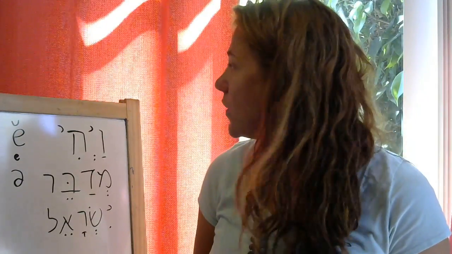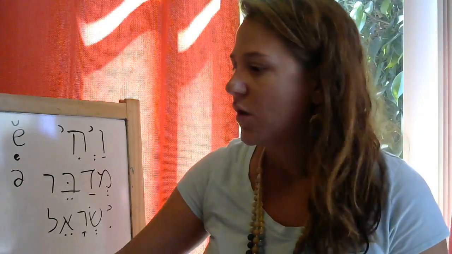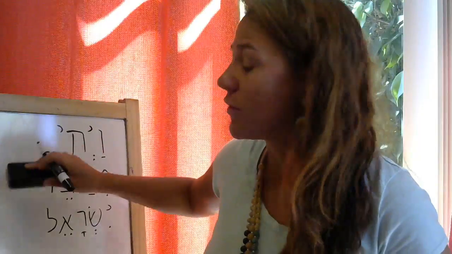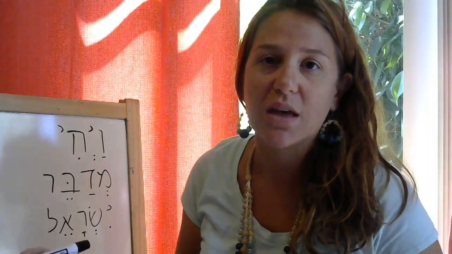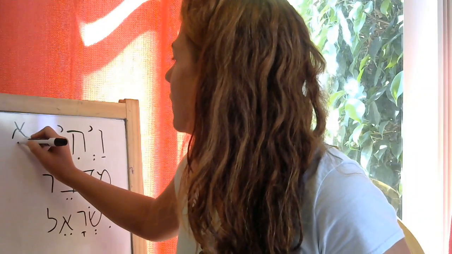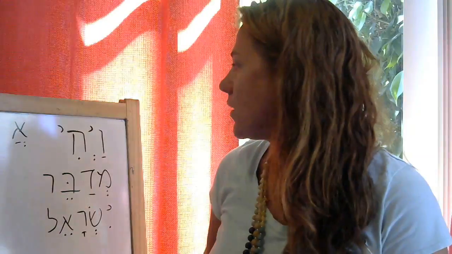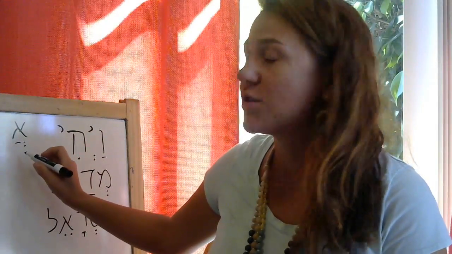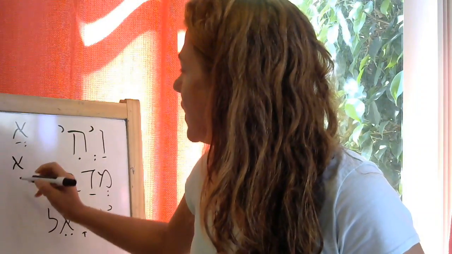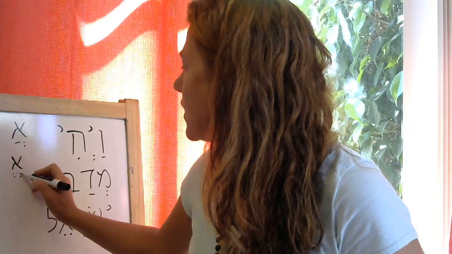Okay, and remember you have your composite Shewas also, right? That would be found under gutturals mostly, because gutturals won't take a vocal Shewa. So you might find under an aleph the composite Shewa with the patak vowel, or you might find it with the E vowel, with the segol, like that. That's a lot of dots.